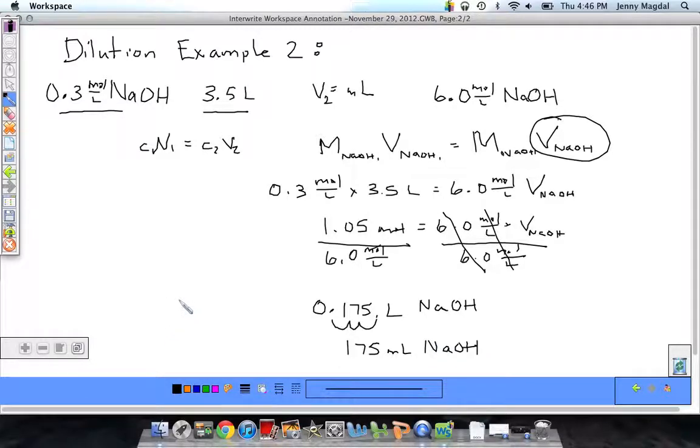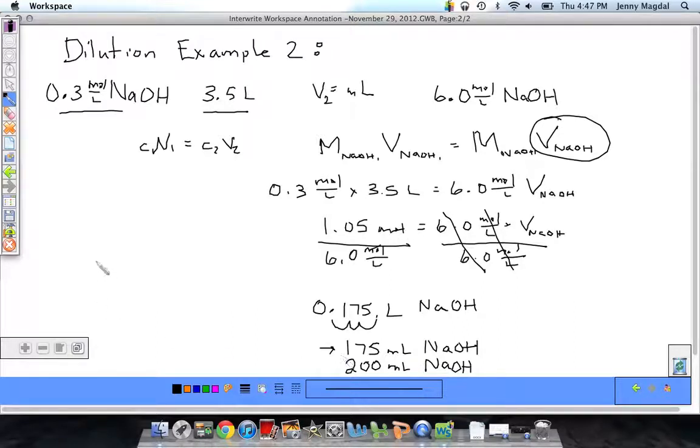Well, I haven't looked at sig figs at all with this one. Based off of my initial molarity and the molarity of NaOH that I want, I just need 1 sig fig. So I could theoretically round this off to 200 milliliters of NaOH. I want to be as precise as I can with the equipment that I have though, so I would probably shoot for this 175 milliliters.